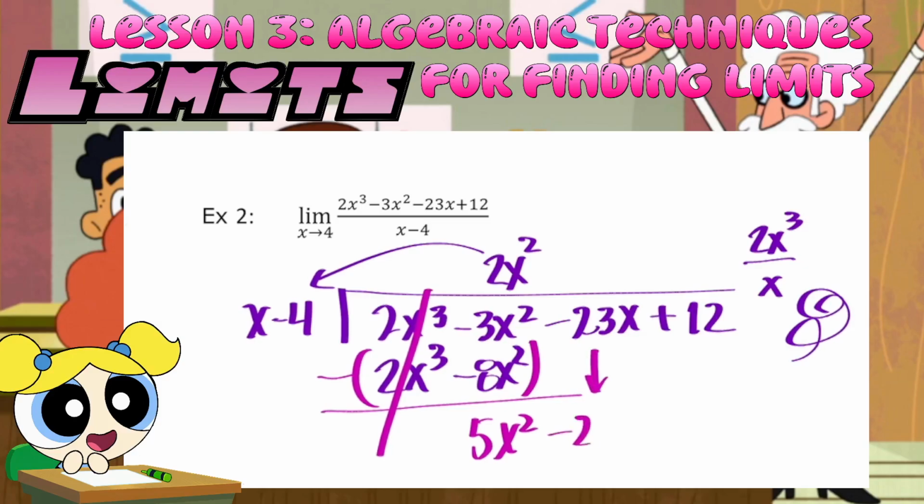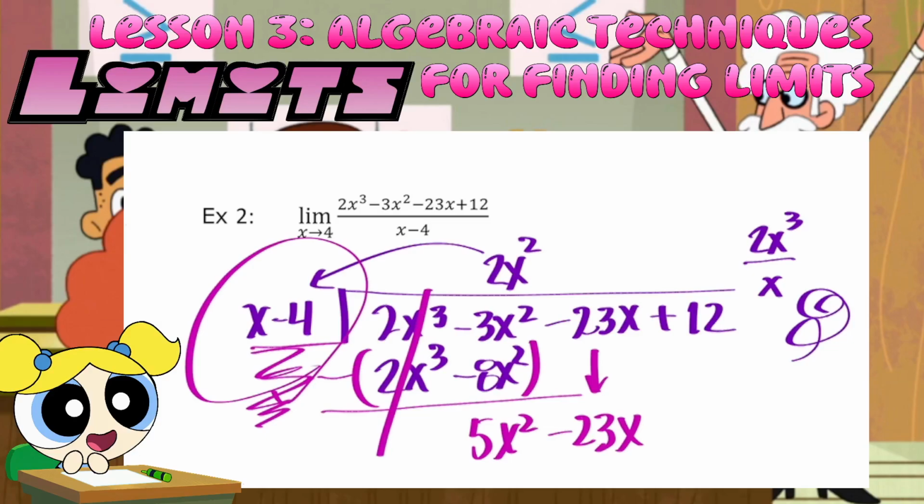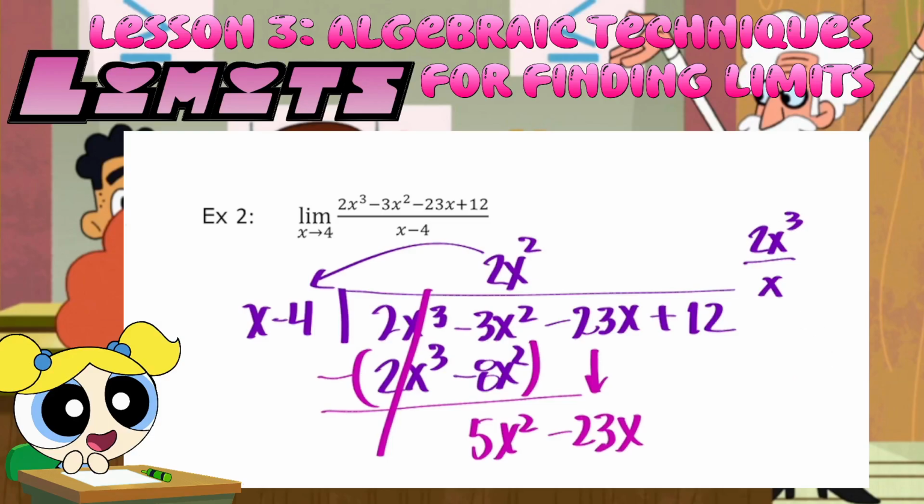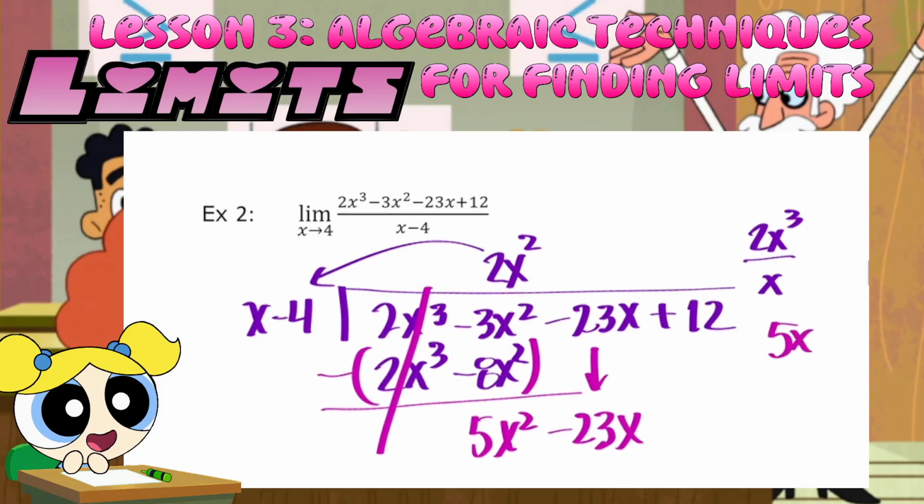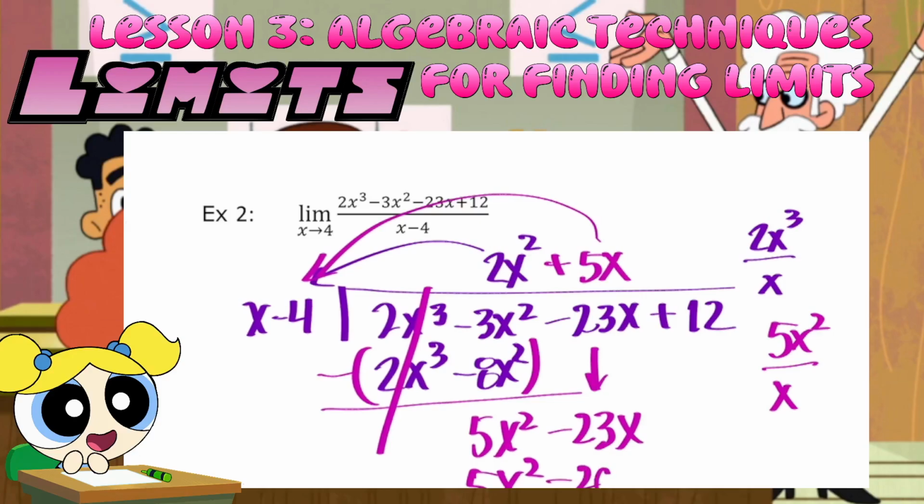Bring down the next term, minus 23x. If this is a binomial out here, each step of the way you should have binomials. If you had a trinomial out here, each step of the way you should have trinomials inside, okay? Now, what do we do? I'm glad you asked. We're going to also do leading term by leading term, just like before, but now 5x squared divided by x, and what does that equal? Positive 5x. So up here, plus 5x. Multiply it by this guy on the side. 5x times x is 5x squared. 5x times negative 4 is minus 20x.